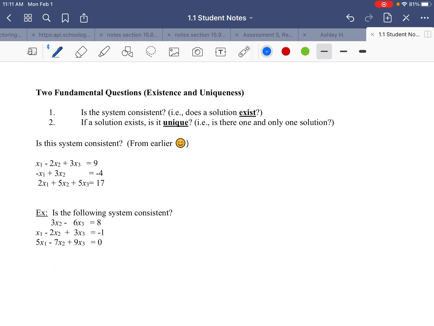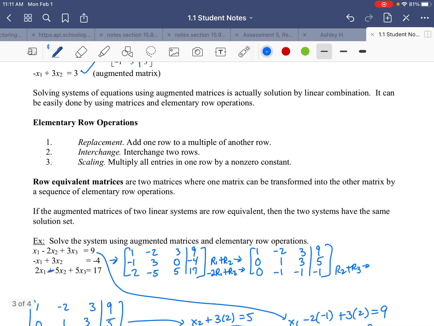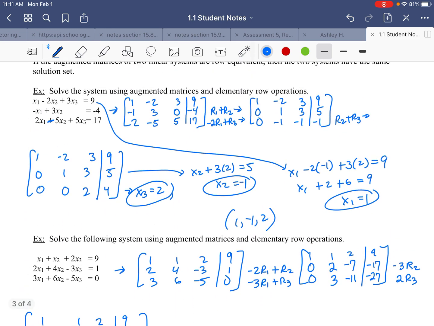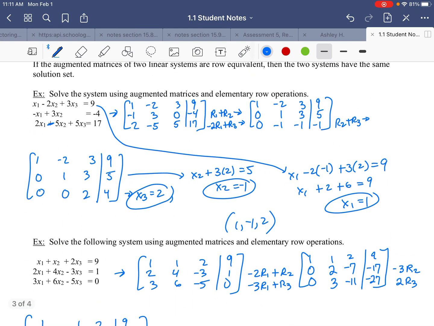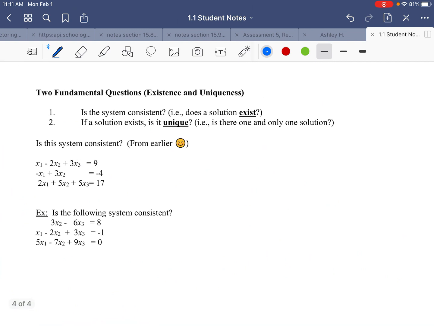So this is the system that we solved earlier. What, 9, negative 4, 17. That was this one right here. Is it consistent, the question? And remember, this is supposed to be a negative. You would have to say, yes, it is consistent.